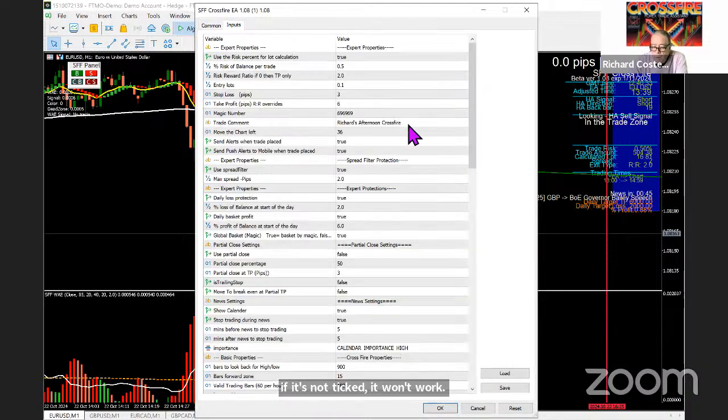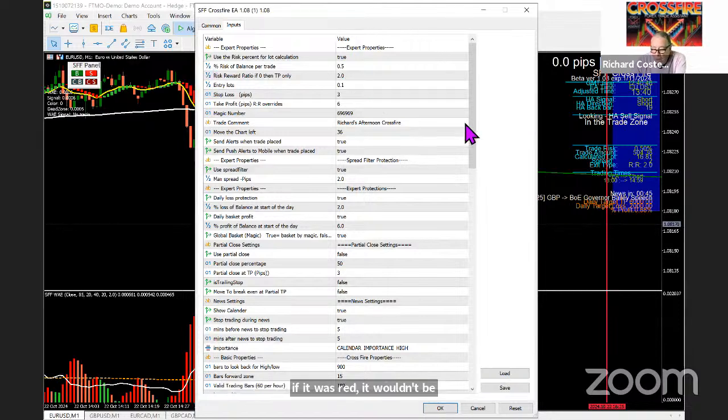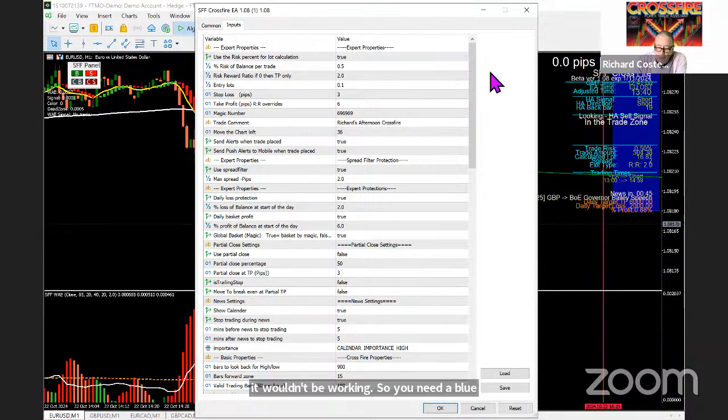Now the other way you can check whether your algo trading is working is this box up here. It says algo trading and it's green. If it was red, it wouldn't be connected. Your trading assistant wouldn't be working. And the third way is this little blue here, which is actually a scholar's hat. If it was white, it wouldn't be working. So you need a blue scholar's hat in the top right hand corner. If I just try and move this out the way.